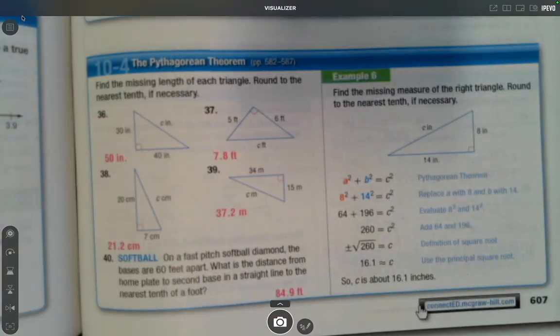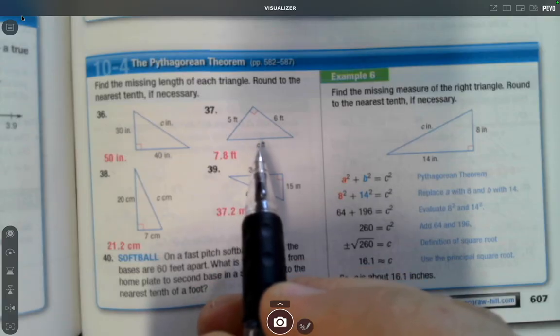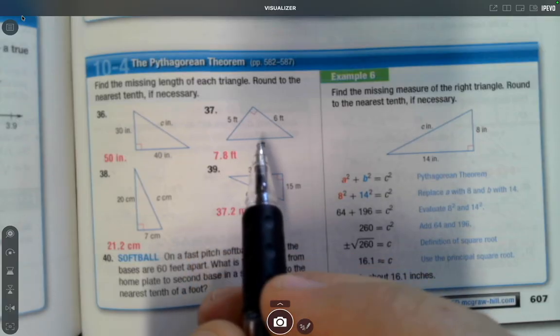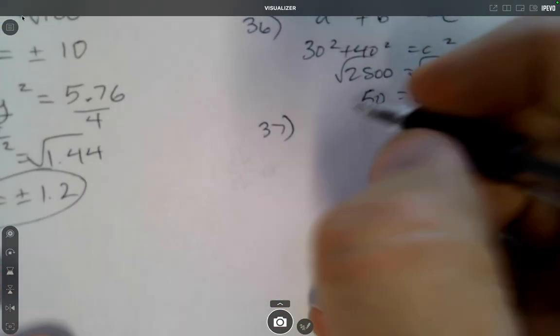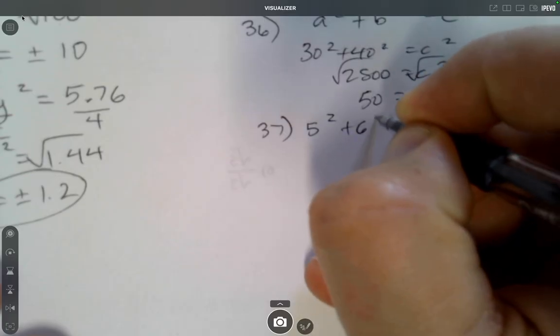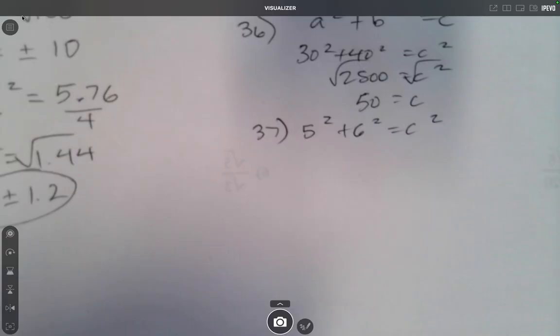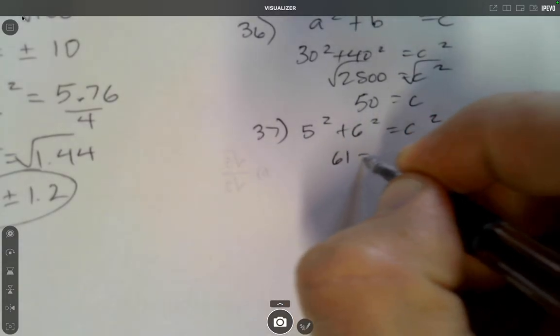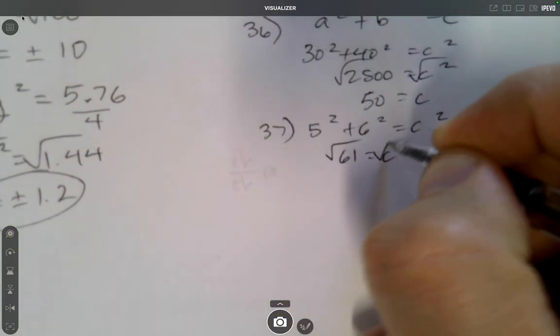Okay, let's look at 37. Again, it's the hypotenuse that we don't know because that's the one across from the right angle. So we'll plug in 5 for A and 6 for B and then try to solve for C. So 5 squared plus 6 squared equals C squared. C squared's already by itself, so I'll just add 5 squared plus 6 squared in the calculator, get 61. Then I'll take the square root of both sides to get rid of the squared. So I get 7.8 as my C.